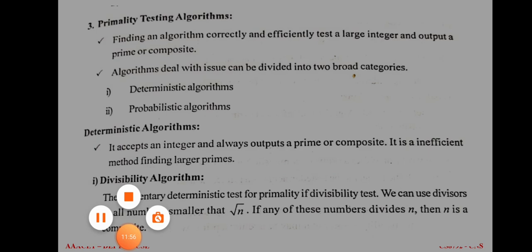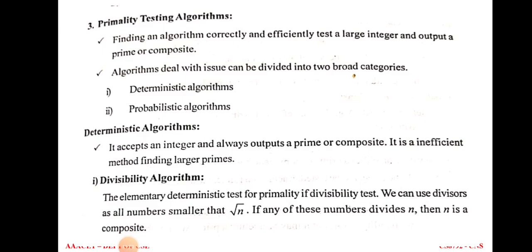There are two kinds of algorithms. One is deterministic algorithms and the second one is probabilistic algorithms. Both accept some integer and produce a result that is either prime or composite. The deterministic algorithm is inefficient compared to the probabilistic algorithm. In deterministic algorithms there are three types. One is the divisibility algorithm, where we divide the given number by particular numbers, and then we can identify whether the given number is prime or composite.